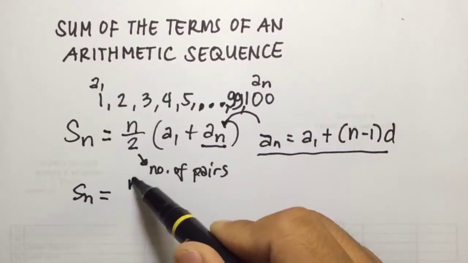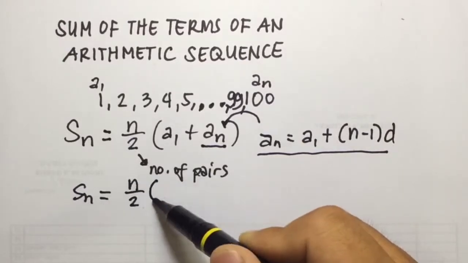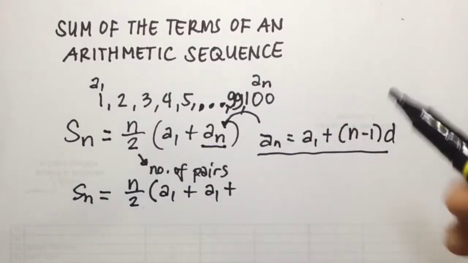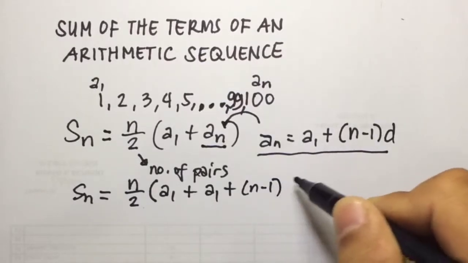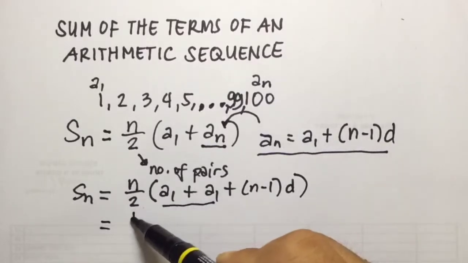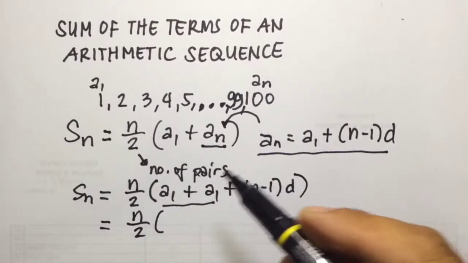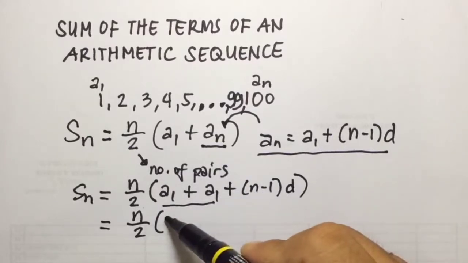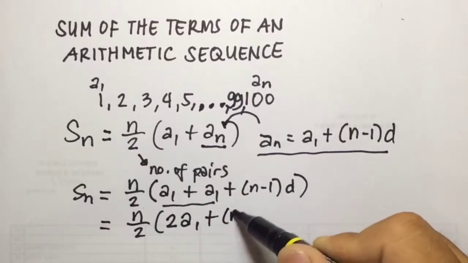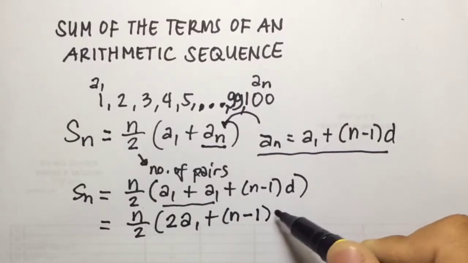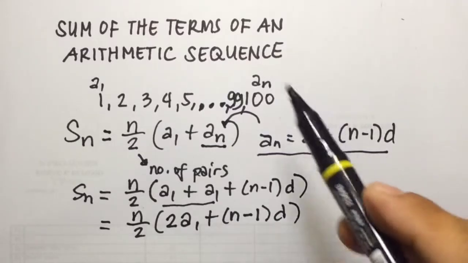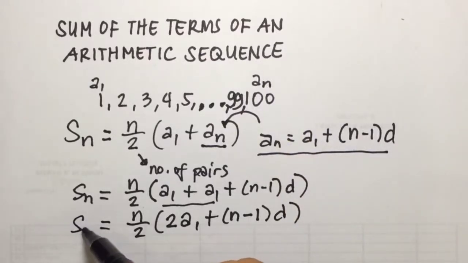So if we're going to substitute this one in here, we can have this formula as s sub n equals n over 2 times the quantity of a sub 1 plus a sub n, which is a sub 1 plus quantity of n minus 1 times d. Then adding the a sub 1's here, we're going to have n over 2 times the quantity of 2 a sub 1 plus quantity of n minus 1 times d. So this is the formula that we are going to use in finding the sum of the terms of the arithmetic sequence.